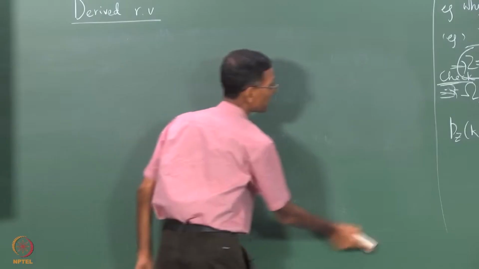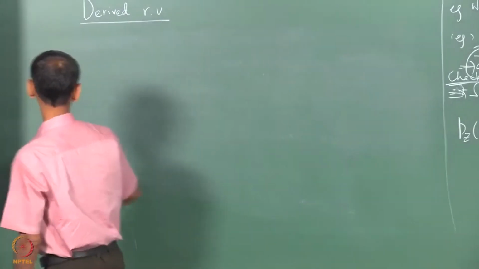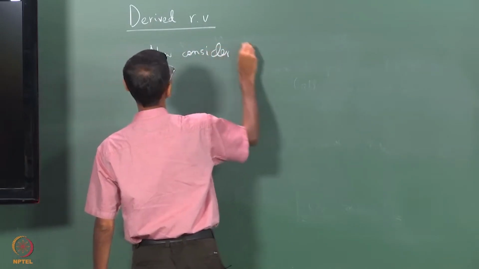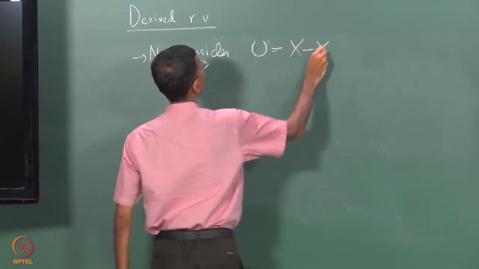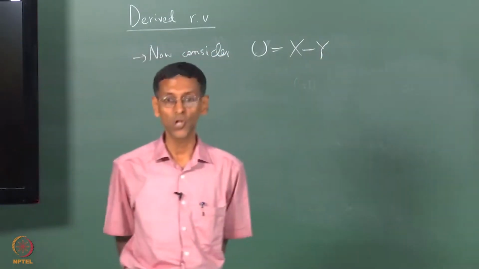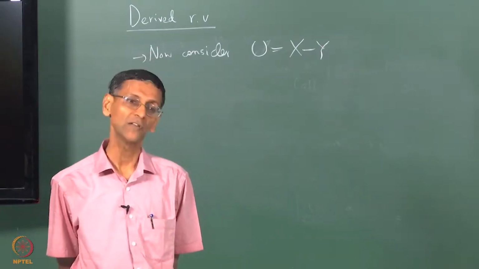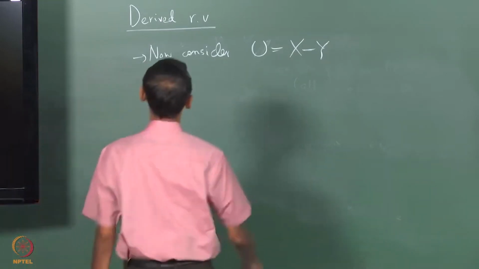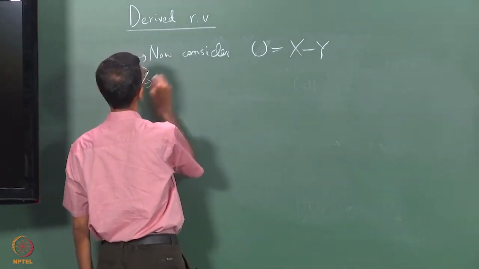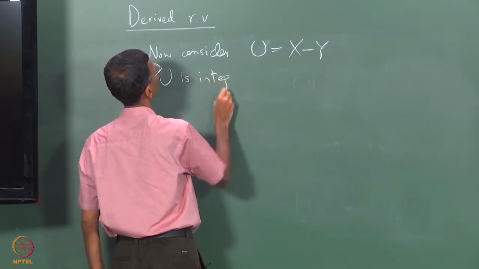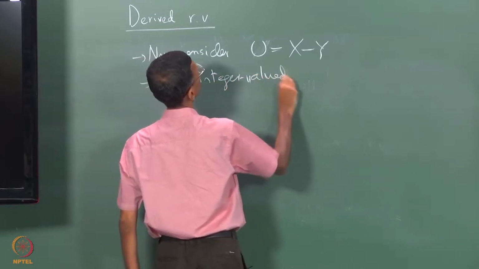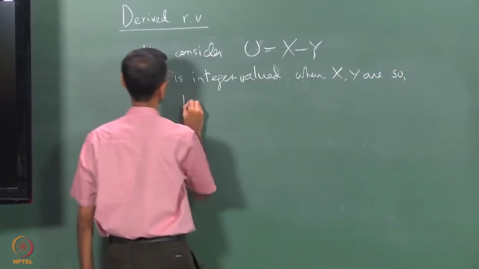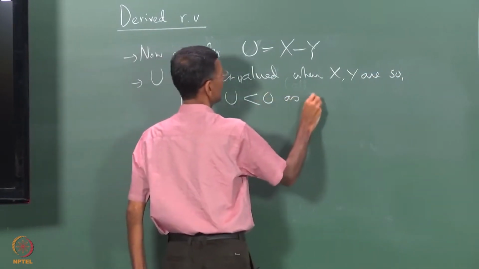Okay. What about x minus y? Remember, right now we will give some name to x minus y. Now consider x minus y, call it u. When x and y are integer valued, u is also integer valued, but it can now take on negative values as opposed to only positive values, even if x and y are both positive. U can be less than 0 as well.